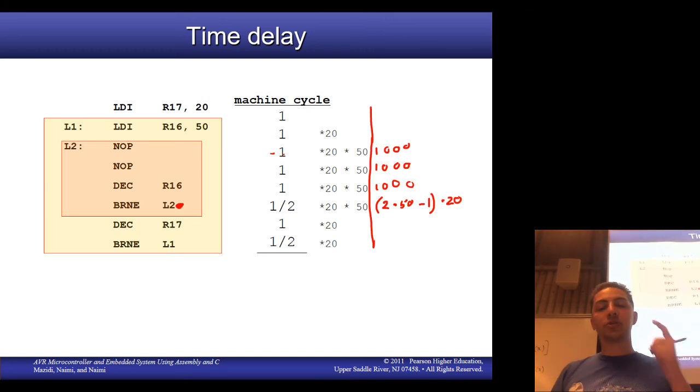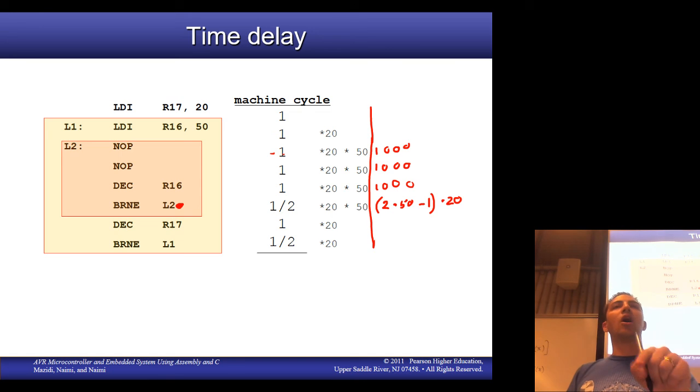Okay? 2 times 50 minus 1 times 20. Your first inclination might be to come up with a hard and fast number here. Okay, 2 times 50 is 100, that's 99. 99 times 20 is something. I would have to pull out a calculator. Better is to just expand it.